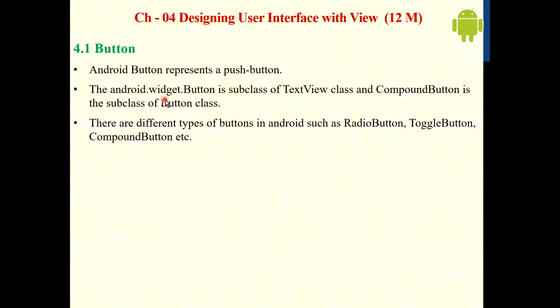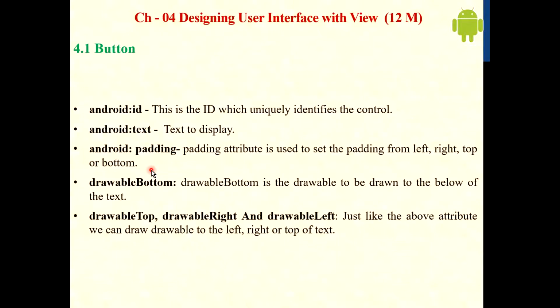The android.widget.Button is the subclass of TextView class, and CompoundButton is the subclass of Button class. Okay, so CompoundButton is the subclass of Button class. Then there are different types of button in Android, such as radio button, toggle button, compound button, image button. Okay, so these are the various types of button in Android.